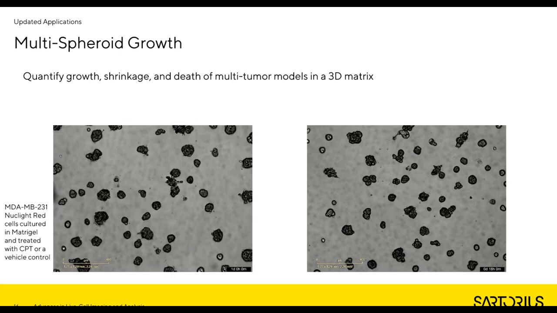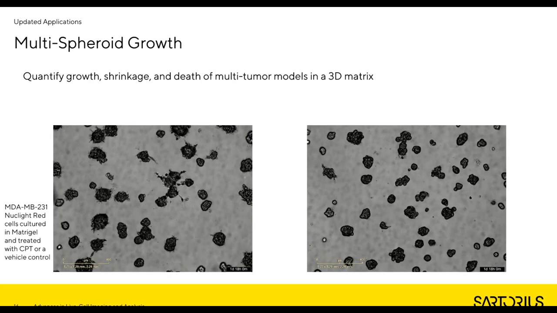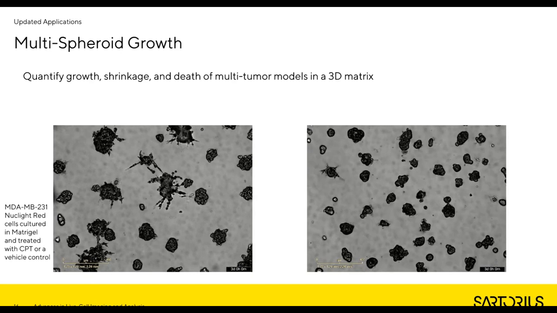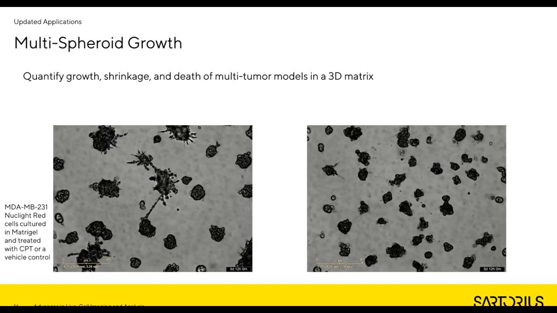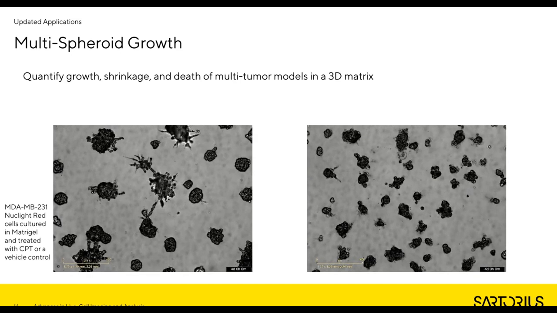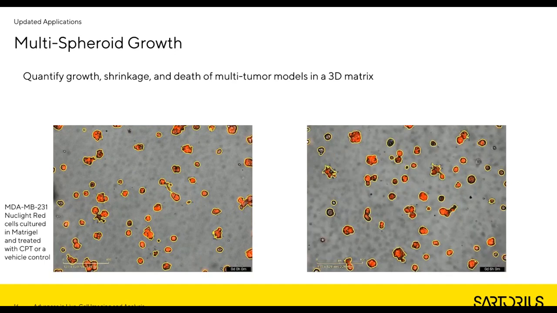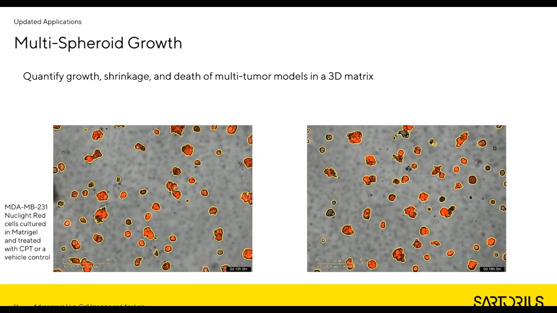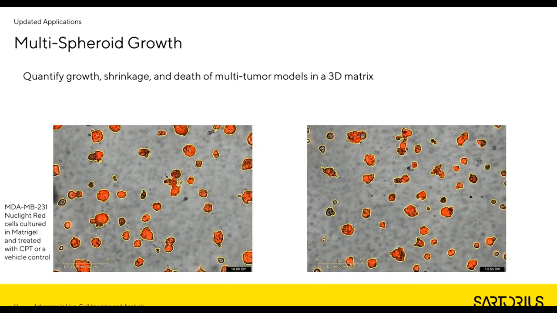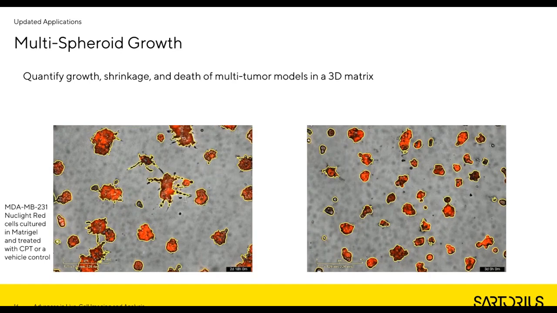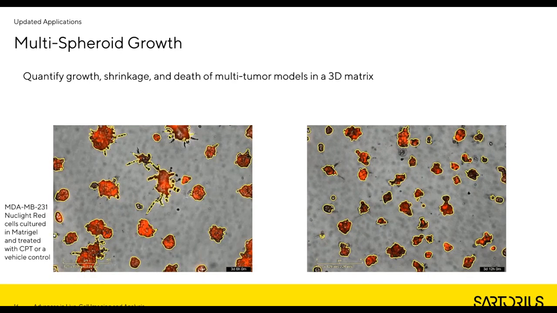On the left-hand side, we have normal 231 cells that are on top of a matrigel layer, and we're imaging in this multi-spheroid mode. On the right-hand side, we've treated these with camptothecin. So a lot of these cells are dead, but it's not quite apparent here. But if we can add in a fluorescent marker, we can look at how these cells change their fluorescence intensity over time. So these cells are going to be dying, and when they die, they lose that fluorescent protein expression in their nuclei, and they become, on average, lower fluorescence intensity within these identified objects.